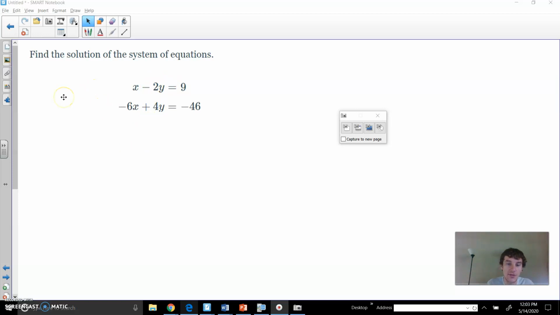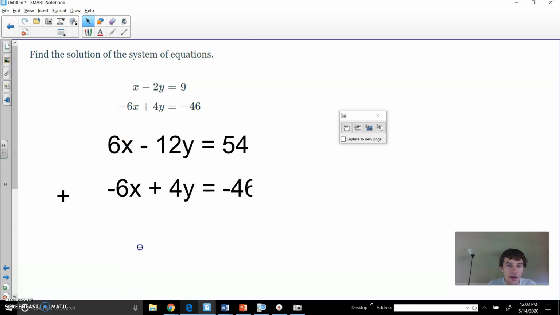And so I was kind of thinking, let's multiply by 6. Let's see if it'll let me type that. Yeah. So let's say we multiplied this top one by 6. That would produce a 6x here, and then a -12y here, and then a 54 when we multiply the 9 also. So you kind of multiply all the way through. Well, now basically all of these are changed, and I rewrote the top one, -6x plus 4y equals -46. I wrote that below it.